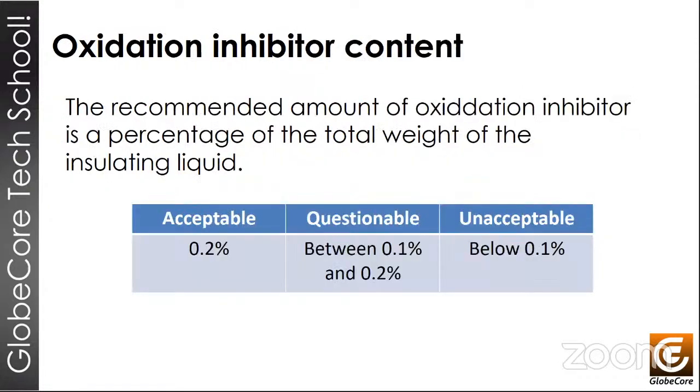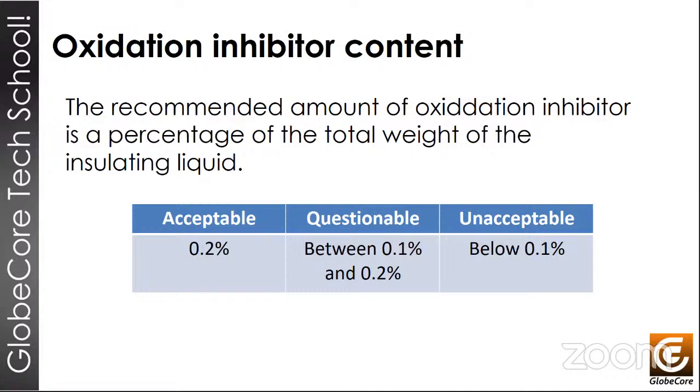Okay, so the permissible content of inhibitor in the transformer should be somewhere in the range of 0.2 to 0.3% by weight of the liquid. Now, it's important to remember when we talk about this that we talk about weight, okay? We use weight, not volume, when we calculate the inhibitor amount. So we do it in kilograms or pounds, whatever the case may be, not liters or gallons. And this is important because if we mess up our calculations and add more oxidation inhibitor than we need, this will actually harm the oil. It will not help it. It will break the oil. So it's important to maintain the inhibitor levels.